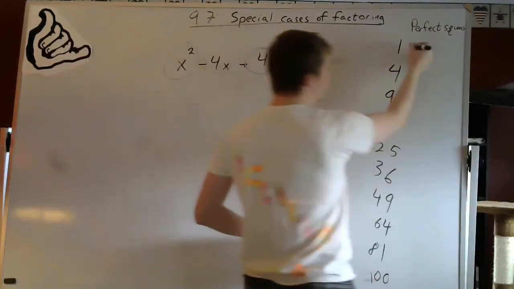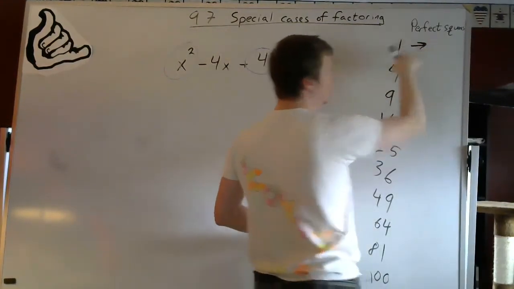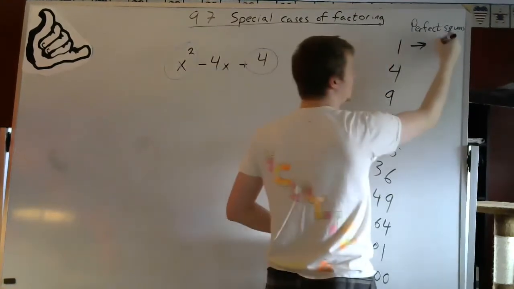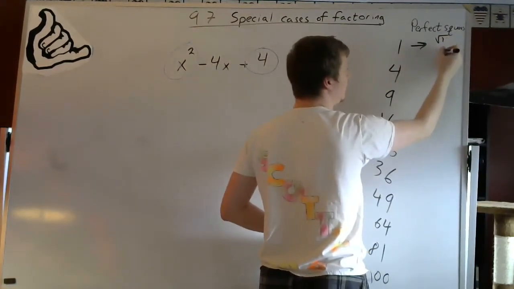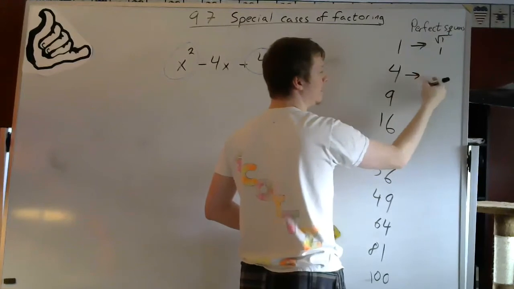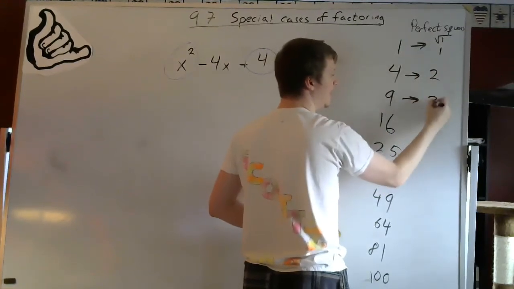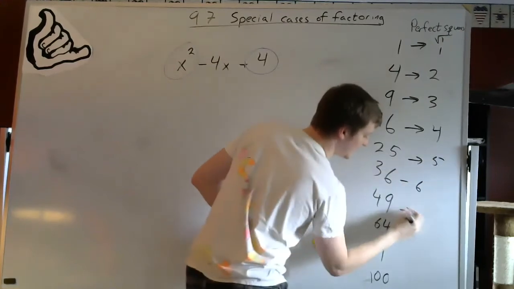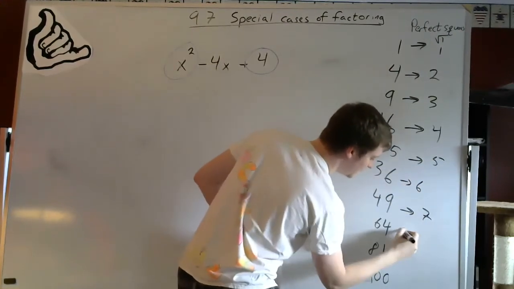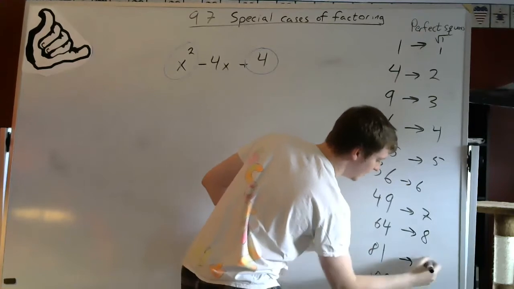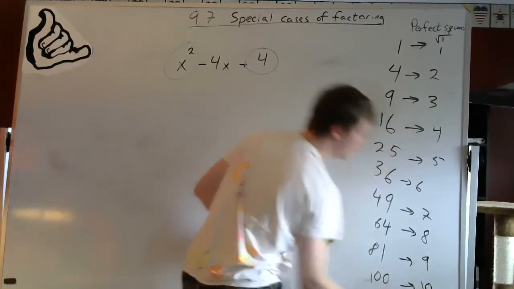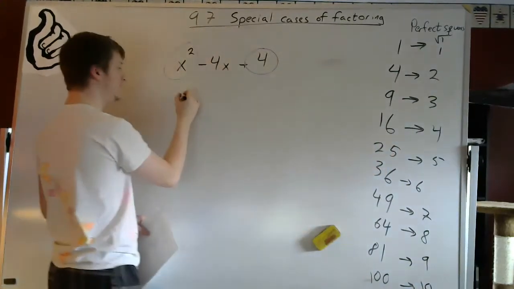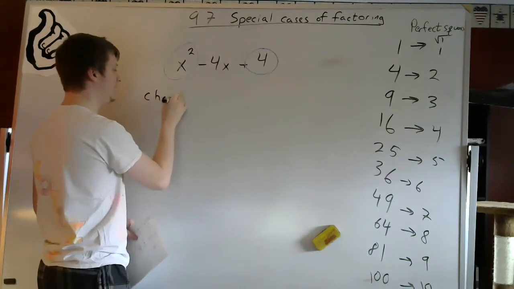So let's go back to our list over here, and let's see what I get when I take the square root. If I take the square root of 1, I get 1. If I take the square root of 4, I get 2. 9, I get 3, 4, 5, 6, 7, 8, 9, and 10. So here's my check, now that I know those.